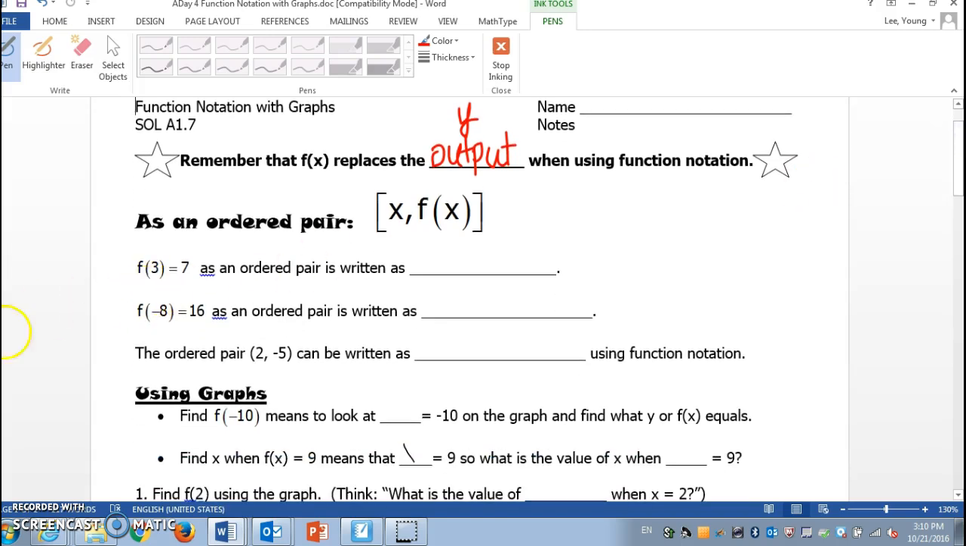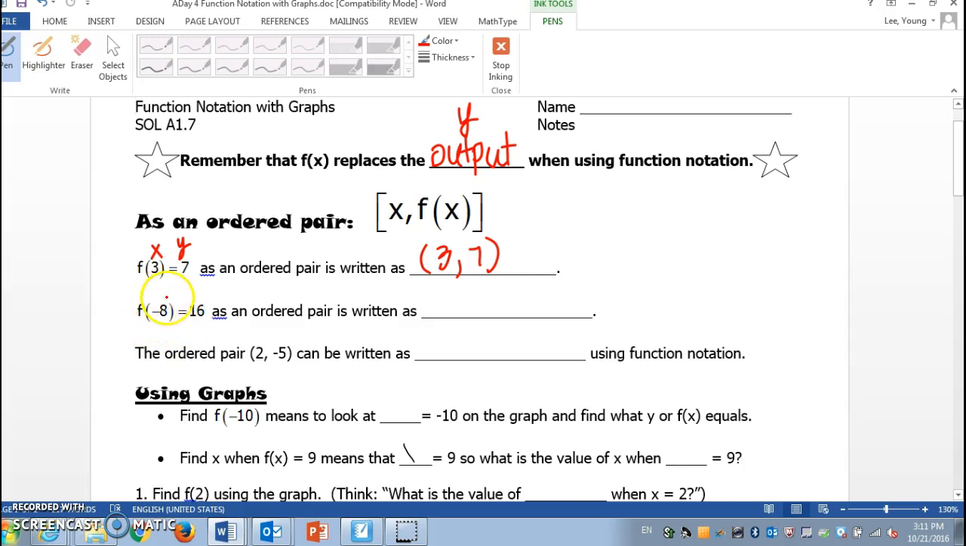Okay, and remember we said f of 3 equals 7. That means 3 is inside the parentheses. That's going to be the input, which is x. And 7 is outside the parentheses. That's going to be y. That's going to be the output. So since 3 is the x, 7 is y, we can write that as ordered pair (3, 7). Easy?